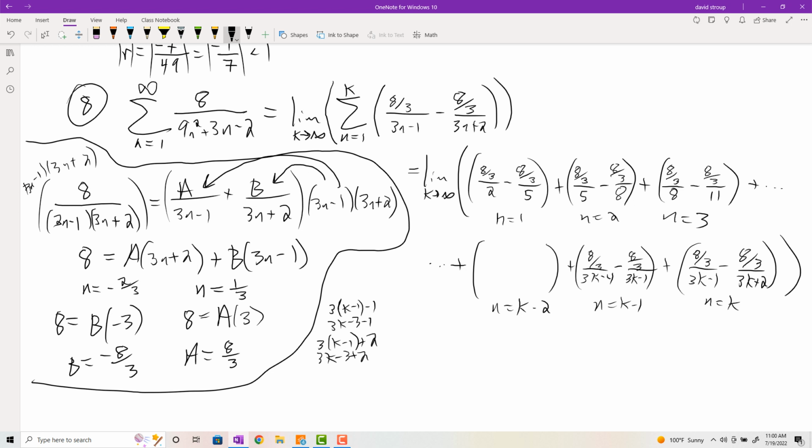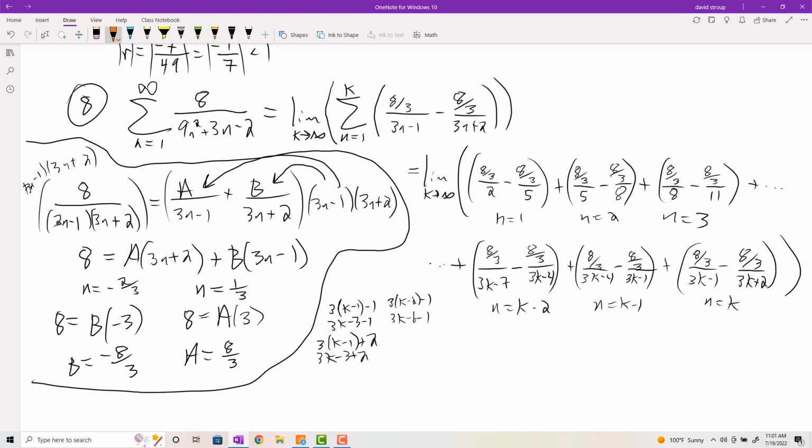And then do the k minus 2's. So you'd have 3 times k minus 2 minus 1, which is 3k minus 6 minus 1, which is 3k minus 7, the 8/3. And then this will be 8/3 all over 3k minus 4. You can figure that out, or you could just see the pattern after a while, right?